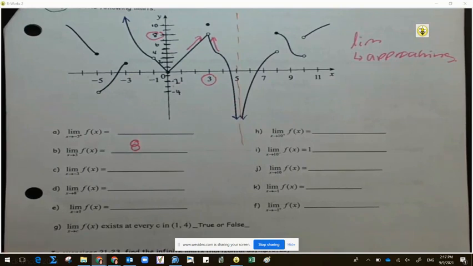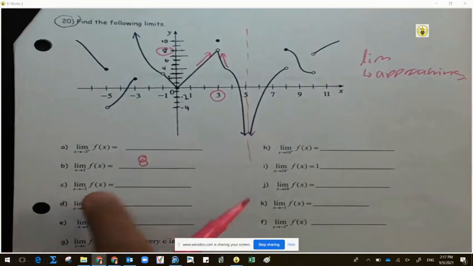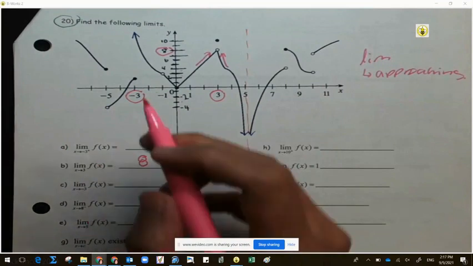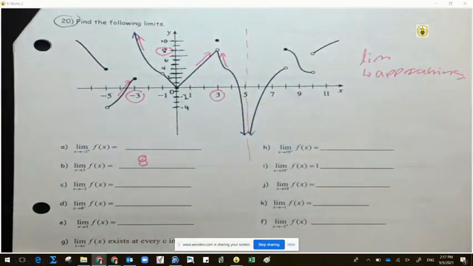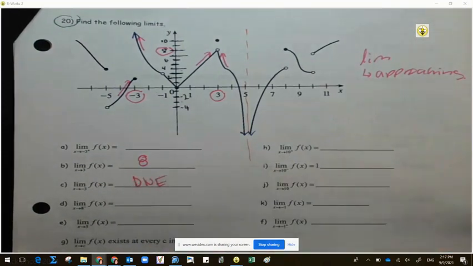Okay, let's do another limit that's actually going to a whole number. Look at -3. So here's -3. It is reaching -3 from the left and from the right. Is that a common y value? That does not exist. And for that one you can't even put infinity because it's reaching 2 different numbers.